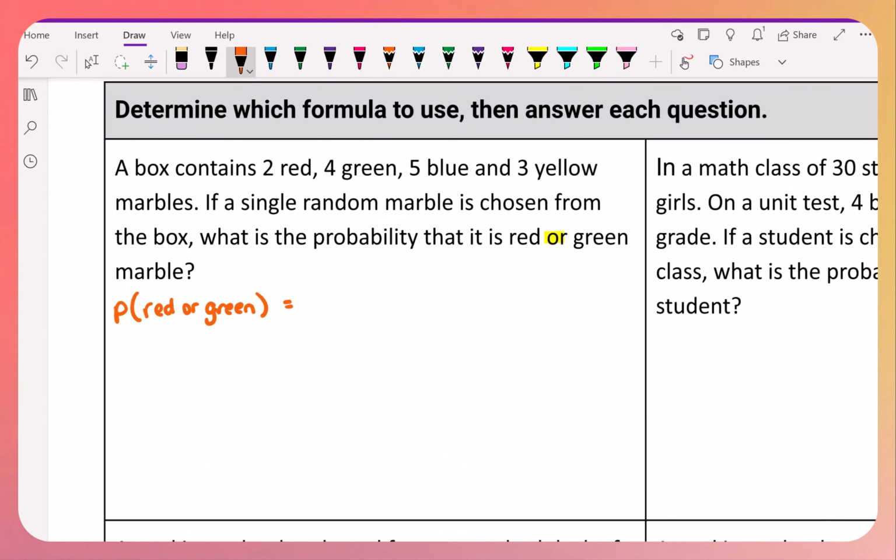Well, we've got a box. We have 2 red, 4 green, 5 blue, and 3 yellow marbles. If we're trying to figure out the probability of drawing either a red or a green, what you need to do is ask yourself, can the marble be red and green at the same time? Do you have a shared space here? We don't. The marble can't be red and green at the same time. So I'm just going to simply say the probability of the red plus the probability of the green.